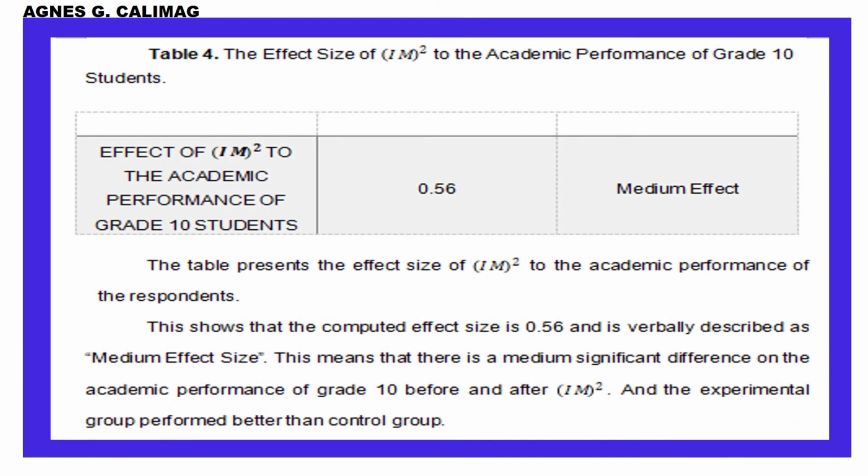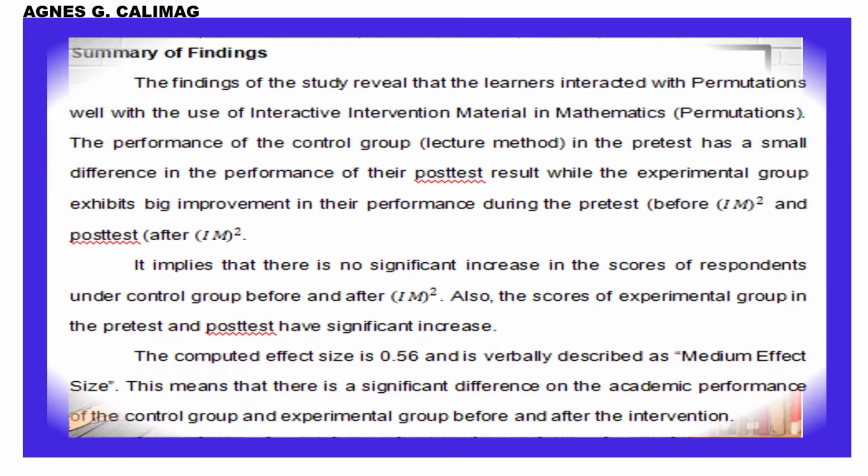And the last table, the effect size. The table presents the effect size of the intervention to the academic performance of the respondents. This shows that the computed effect size is 0.56 and is verbally described as medium effect size. This means that there is a medium significant difference on the academic performance of grade 10 before and after the intervention. And the experimental group performed better than the control group. So, hindi nga lang siya large effect, nandun siya dun sa gitna.